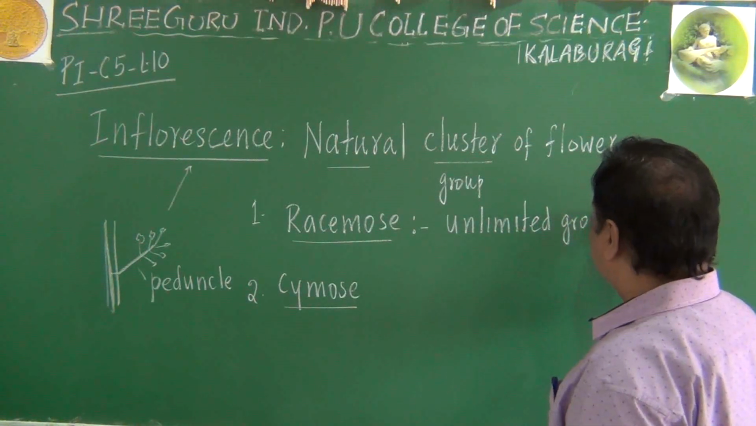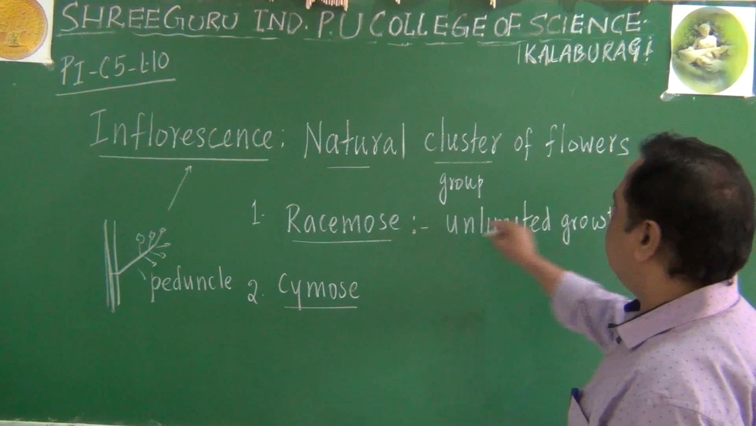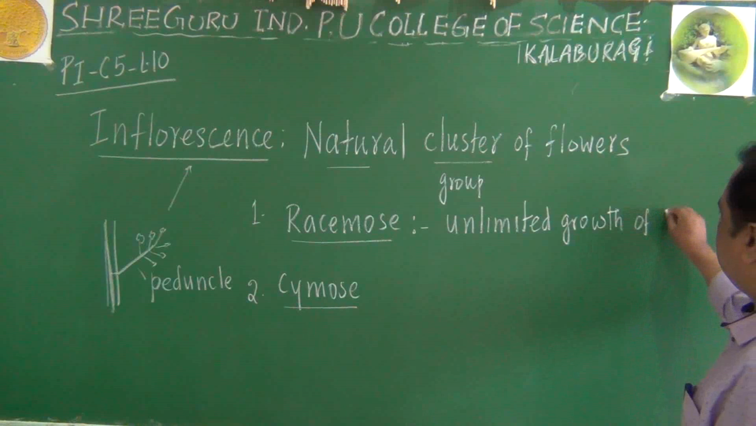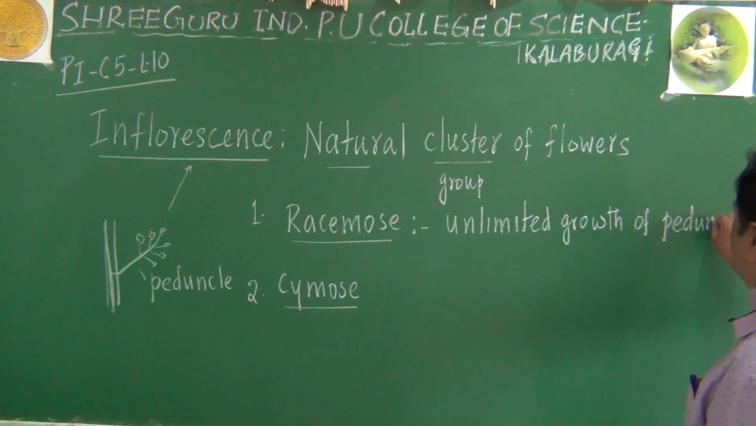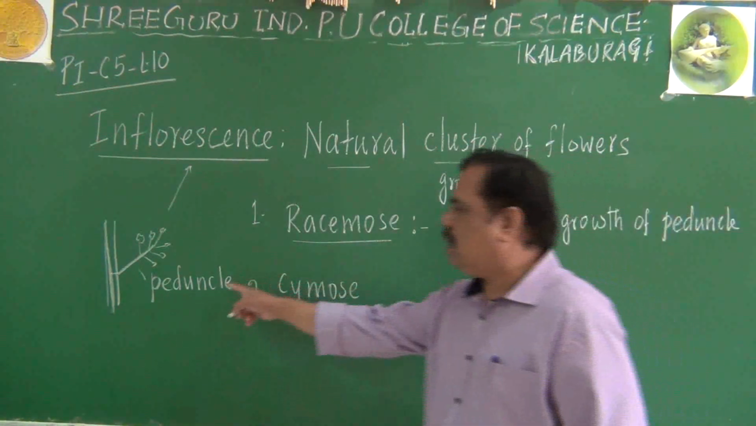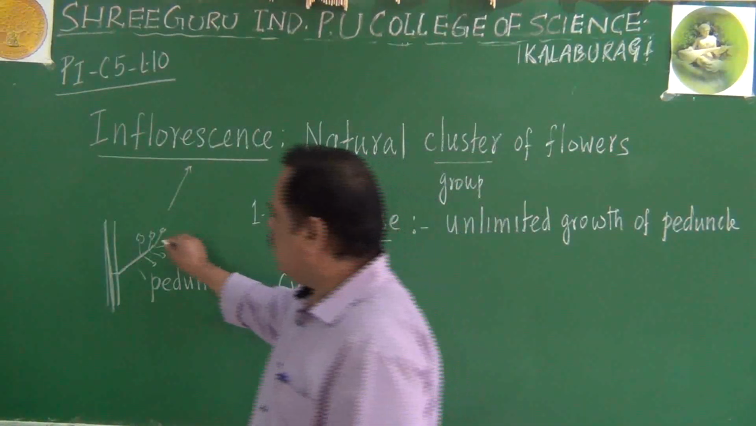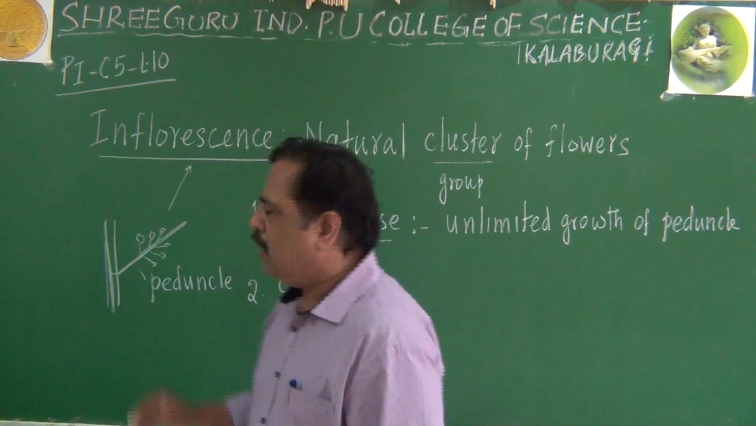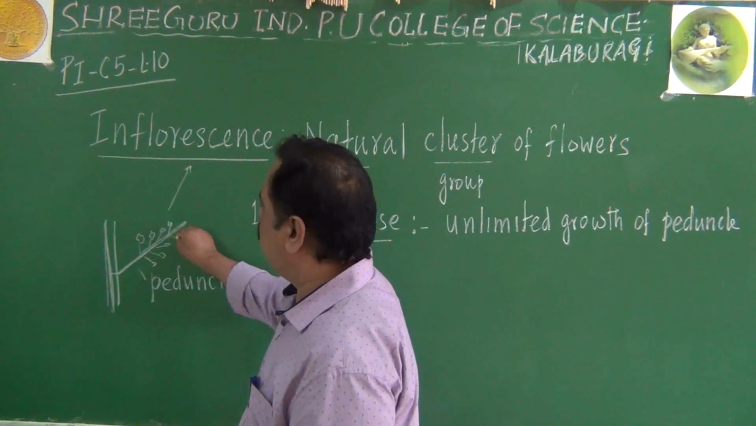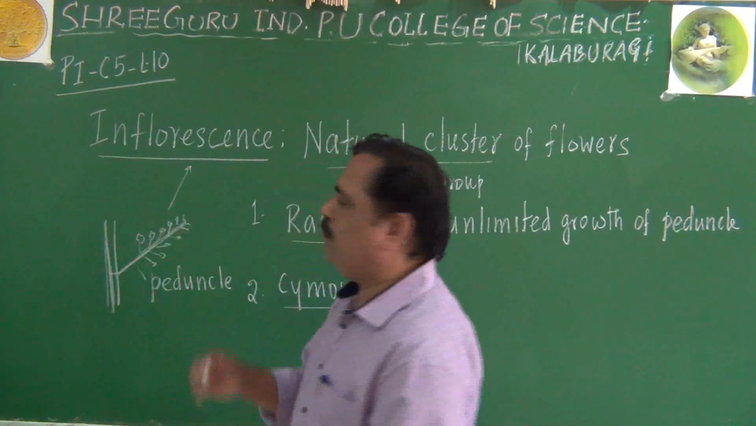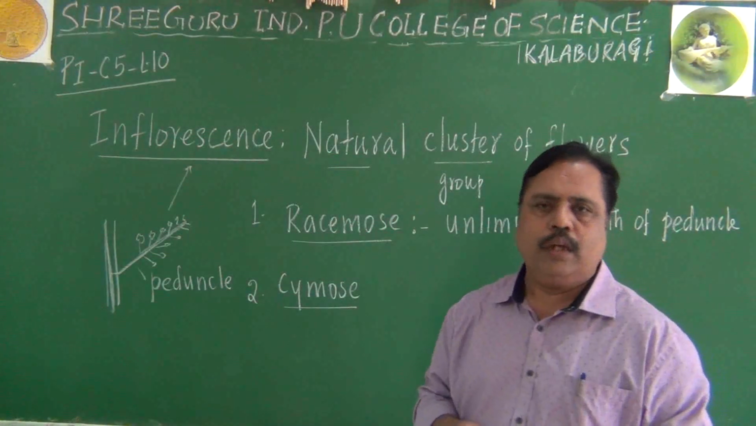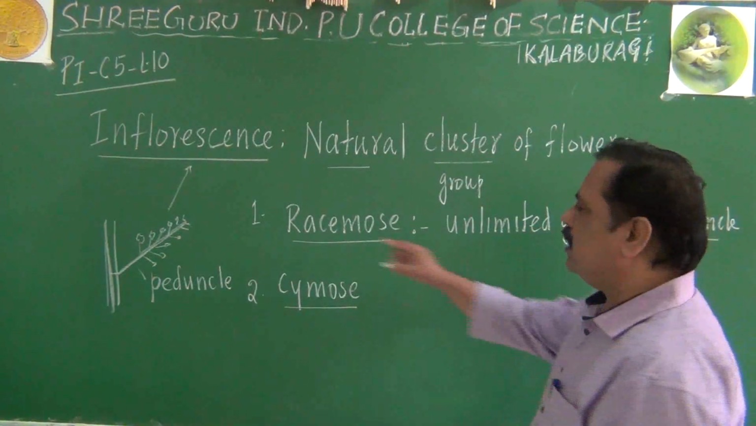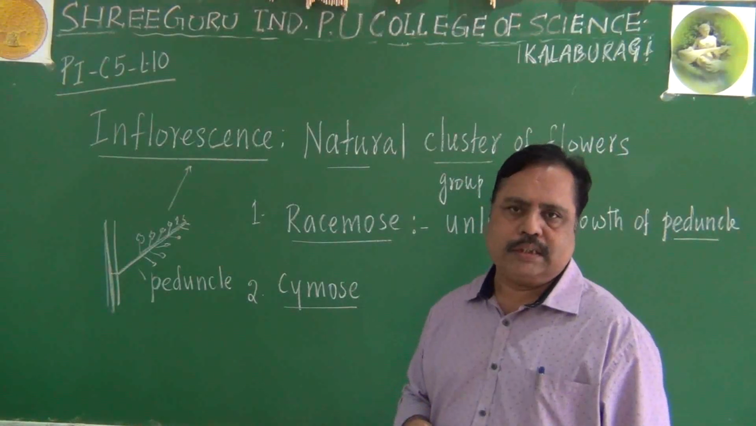Unlimited growth of the peduncle will be possible in the case of racemose inflorescence. So, peduncle means what? Stalk of the inflorescence. This stalk of the inflorescence will go on growing like this, and whenever it is growing, it will produce many flowers, a group of flowers always. So there is unlimited growth of the peduncle. Peduncle is nothing but the stalk of the inflorescence.